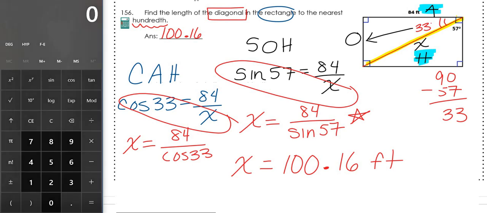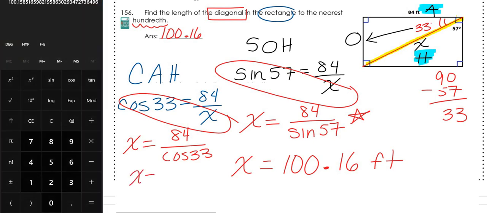And let's check. 84 divided by cos 33 equals, and again, 100.16 is what we get in our calculator. So notice I did two different ways of finding the diagonal. It just depended on which triangle I wanted to use.